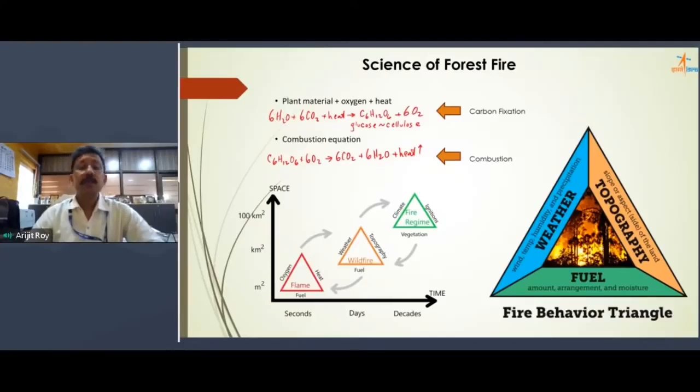Now, when a vegetation type is so adapted that the climatic regime provides the appropriate weather conditions for forest fires every year, and the vegetation is able to produce the fuel required for the fire to occur every year, and we have availability of the sources of ignition, then you have fire regimes. A classical example of a fire regime is that of the African savanna, where you have forest fire almost every year.